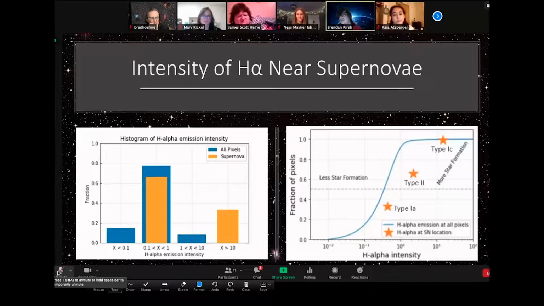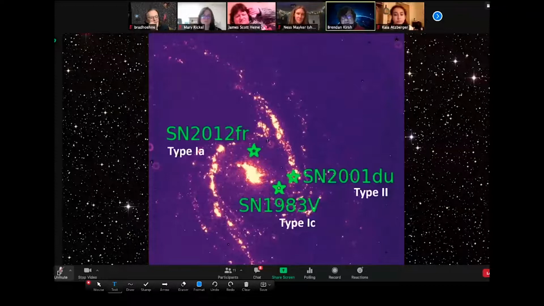So finally, I just have another image of the galaxy here, but now I have zoomed in and I've labeled each one of the supernovae. So we have the type with the name. And so we have the type 1A here. This was the kind that was the least associated with star formation, right? And if you can kind of see in the middle there, it's in a very dark region, indicating that there's little to no H alpha there, which means that there's little to no star formation there compared to our type 1C here. That was the one that was most associated with star formation.